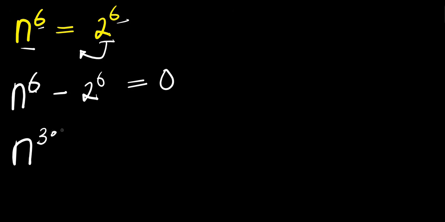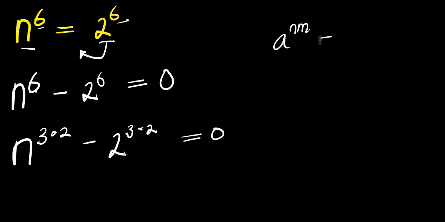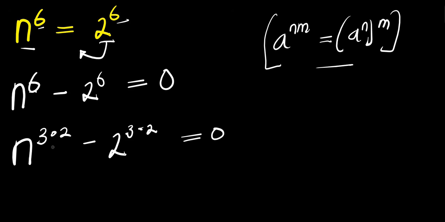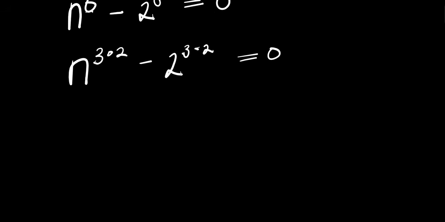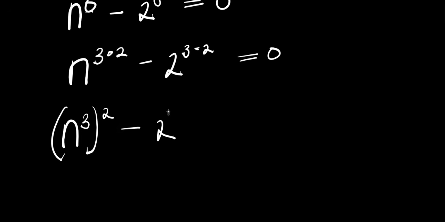n power 3 times 2 minus 2 power 3 times 2 equals 0. Now, if you have a power m times n, this equals a power m to the power of n. Applying this right here, I will have n power 3 raised to the power of 2 minus 2 power 3 raised to the power of 2 equals 0.